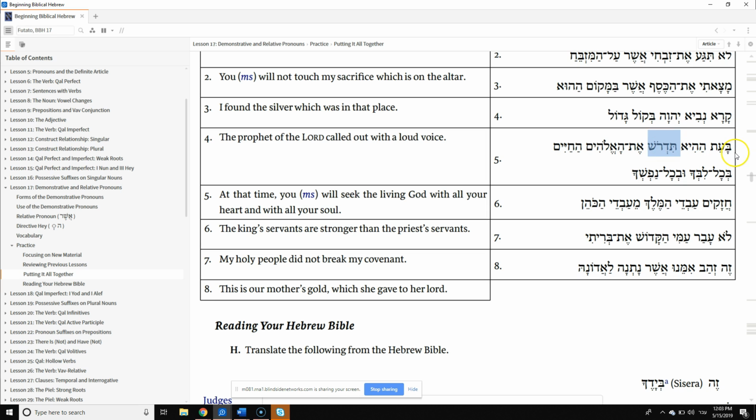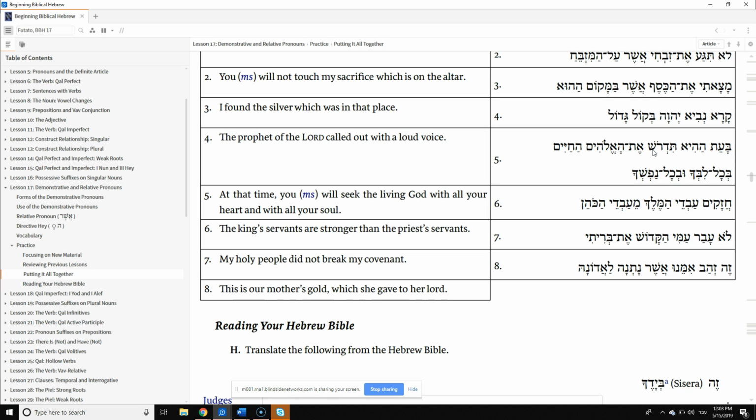Now usually, following a temporal clause, we would expect a verbal clause. Let's see what we get. So here we have tidrosh. It's hard to do the dalet and the rolling resh here, but tidrosh for the English speakers, tidrosh.